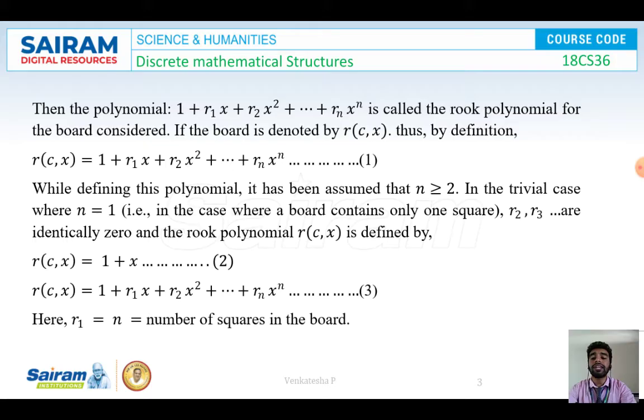Similarly, R of C comma x is equal to 1 plus r1x plus r2x square plus so on plus rn x power n. I will be calling this equation number 3. This is for an n cross n board. I mean, when the board contains n number of squares, we will be using this general equation.